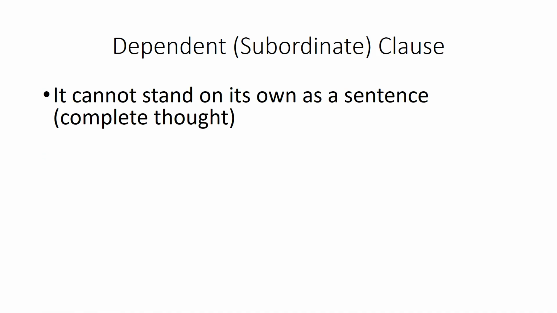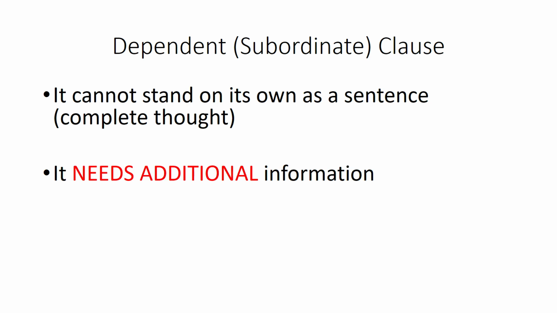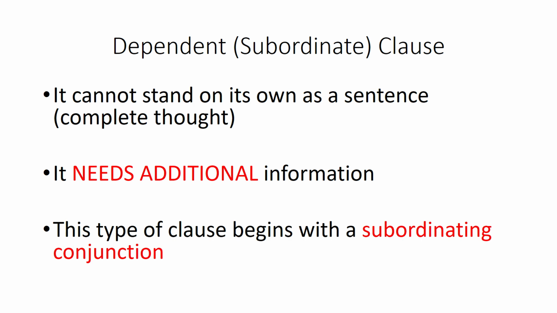So those are dependent clauses. They are not complete thoughts. They can't stand on their own. So what must happen then? They need additional information. And that additional information is an independent clause. So the dependent clause always begins with a subordinating conjunction, and it always has to have an independent clause with it. Otherwise, it's not a complete sentence.